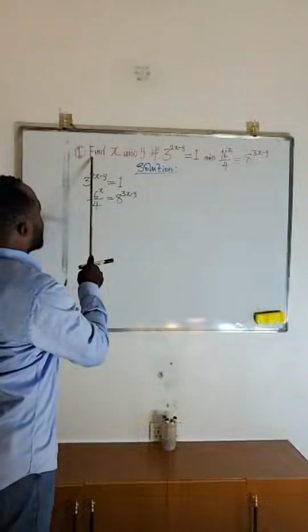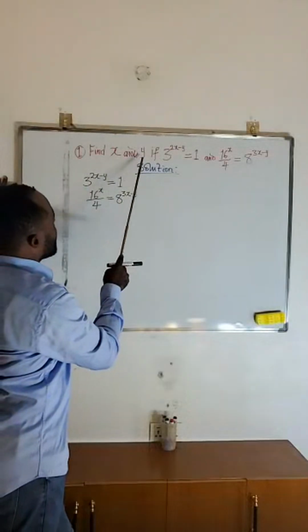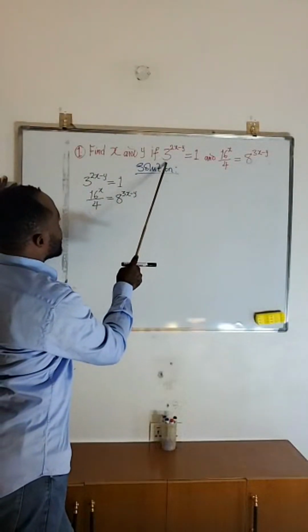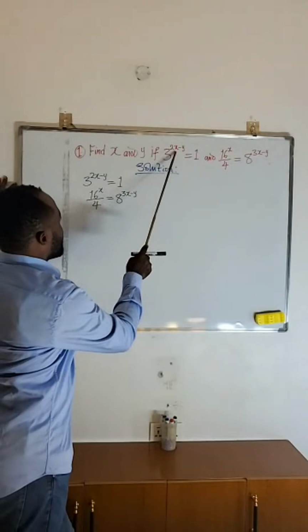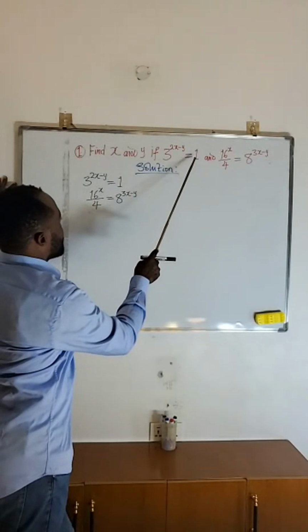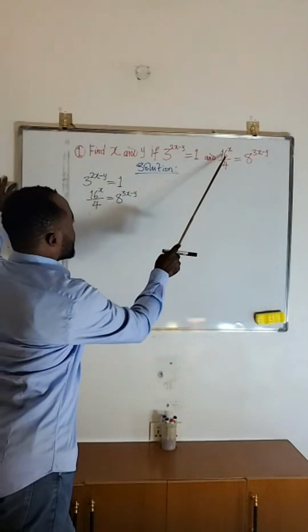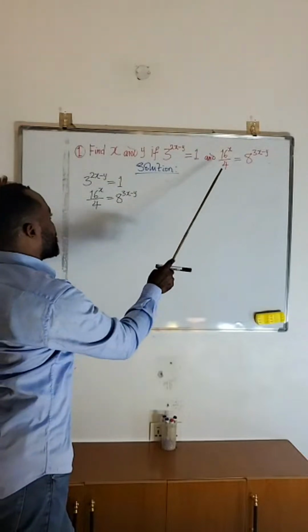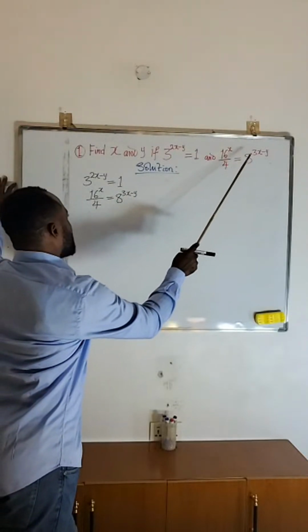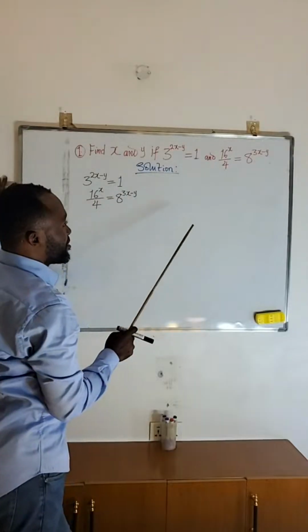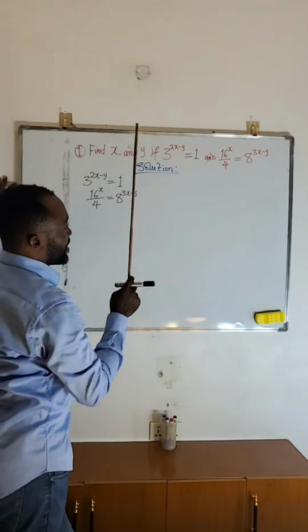The question says, find x and y if 3 raised to the power of 2x minus y equals 1 and 16 raised to the power of x over 4 equals 8 raised to the power of 3x minus y.